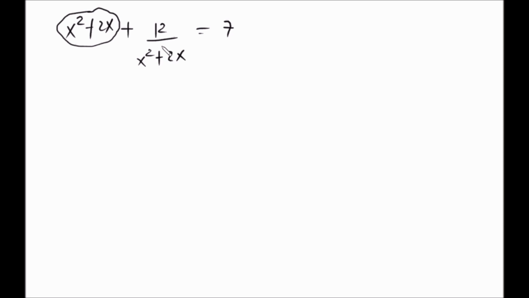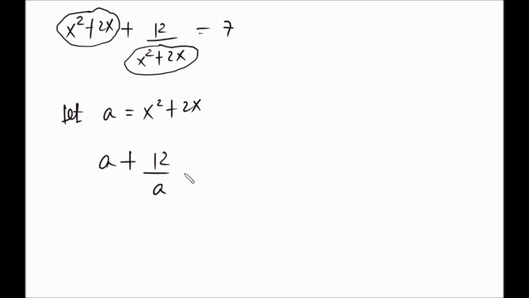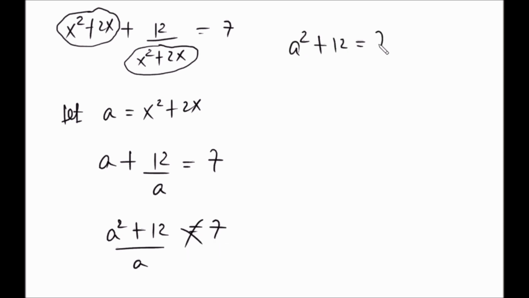Sasa hii x square plus 2x iko hapa. Alafu hii x square plus 2x iko hapa. You can see naweza nikasimplify hilo swali kwa kulete a iwe ni hiyo x square plus 2x. So itakuwa ni a plus 12 over a sasa na 7. Now it becomes easier. Hii itakuwa ni a square plus 12 over a sasa na 7. So hii itakuwa ni a square plus 12 sasa na 7a.